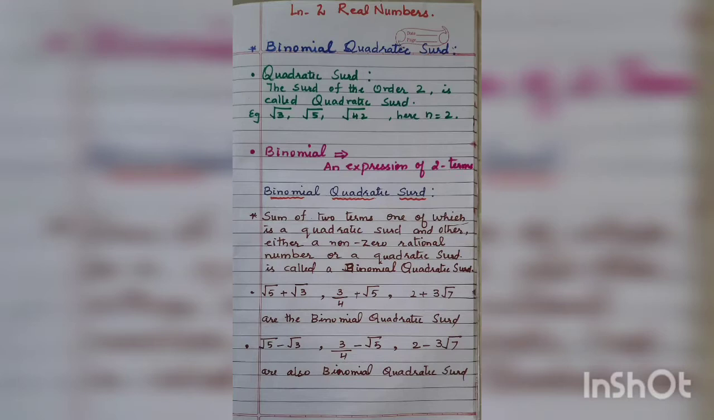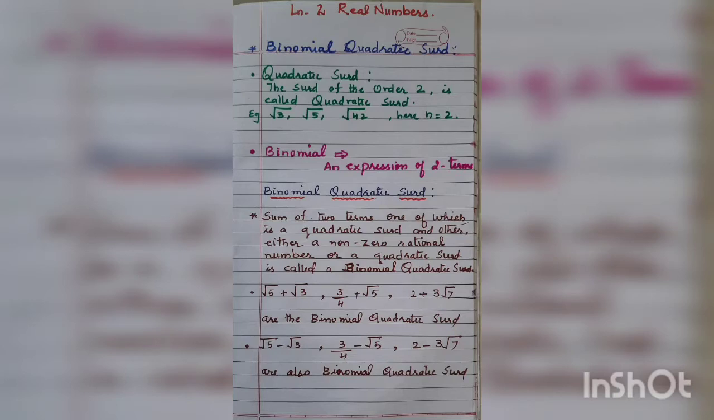You can see the example root 3, root 5 and root 42. Here you can see the order. Radicand is, in the first case radicand is 3, order is 2. Second case radicand is 5, the order is 2. And third case radicand is 42 and the order is 2. So that means these are the examples of quadratic surds, okay, where the order is 2.